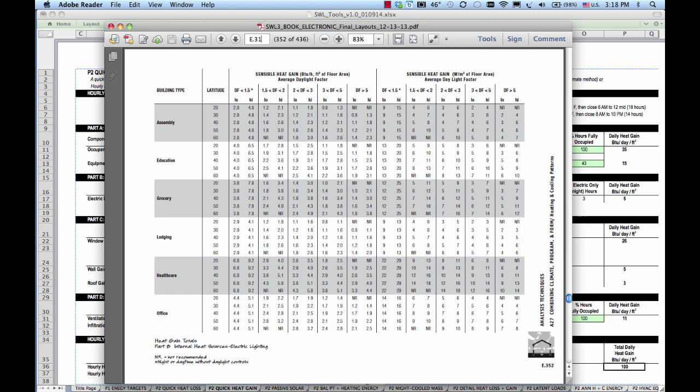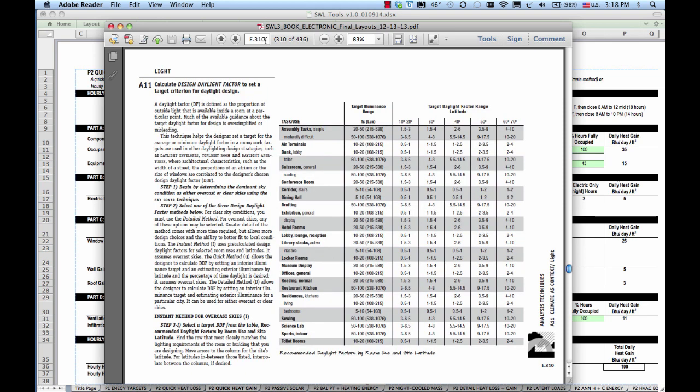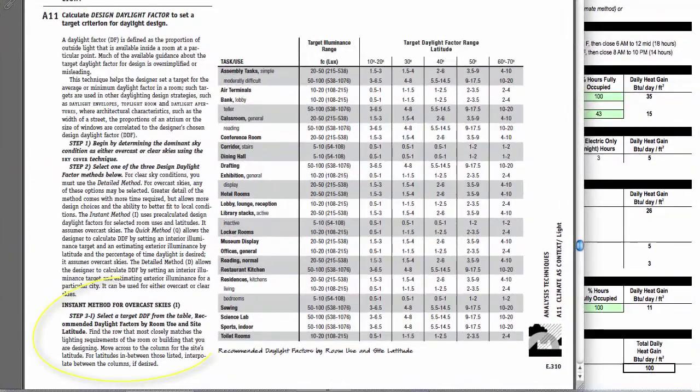We'll go over to page 310. This is technique A11, design daylight factor. We'll use the instant method in the table titled Recommended Daylight Factors by Room Use and Site Latitude. I use this table to quickly set daylight factors for both clear and overcast climates. Again, read the text to see if the assumptions match your building reasonably well. If not, you can use one of the more detailed methods to find your design daylight factor.